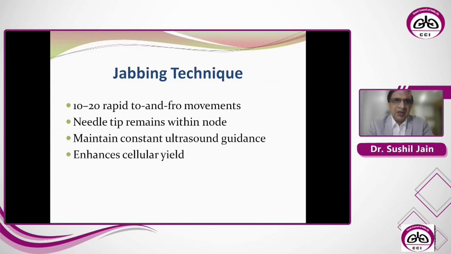Coming to the techniques, there are a couple of techniques which have been described which can help you to improve the yield. The two techniques which are commonly used are the jabbing technique and the fanning technique. Coming to the jabbing technique, we do about 10 to 20 rapid to-and-fro movements. The needle tip remains within the node. Maintain constant ultrasound guidance throughout the procedure, and this enhances the cellular yield. So the jabbing technique is the most common technique we use in our clinical practice.